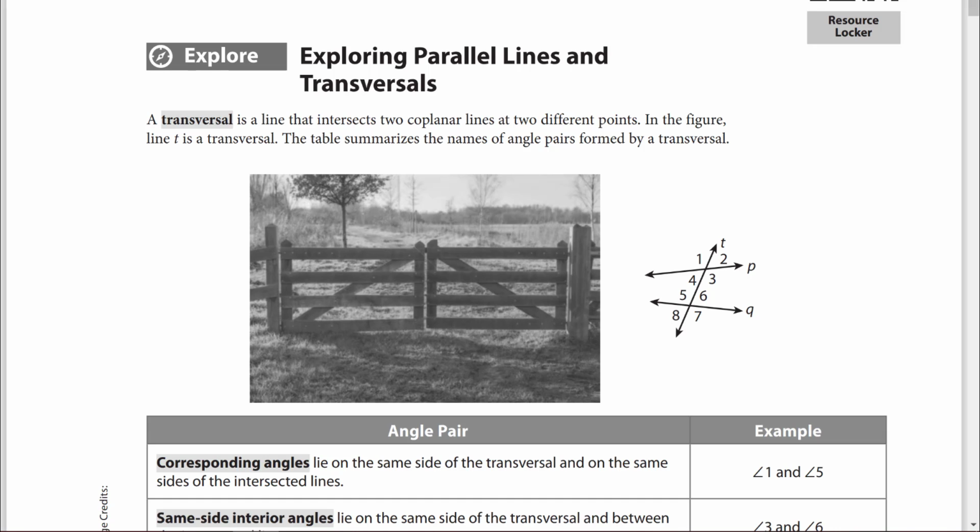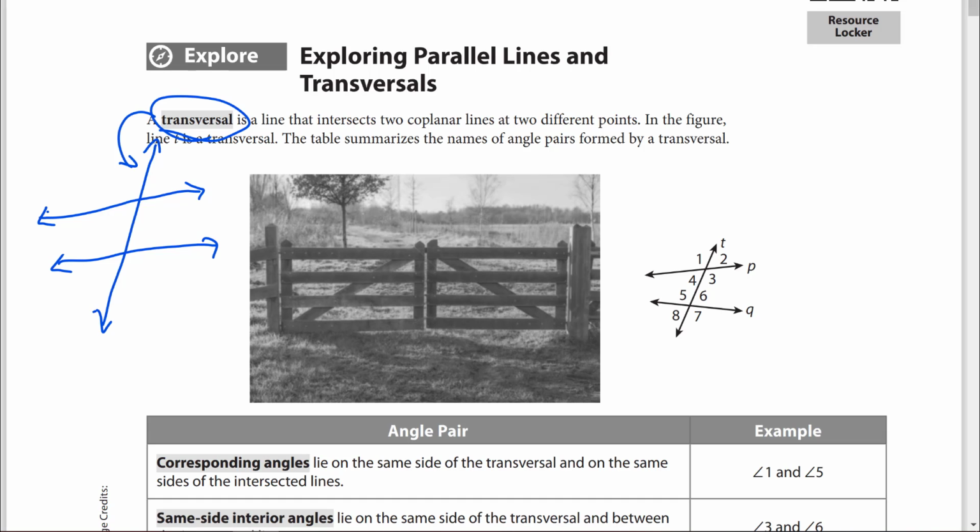Anytime you have two lines, remember lines go to infinity, so we put arrows, and you have a third line that crosses through both of them, that's the transversal. So we have two lines and the transversal crosses through both.